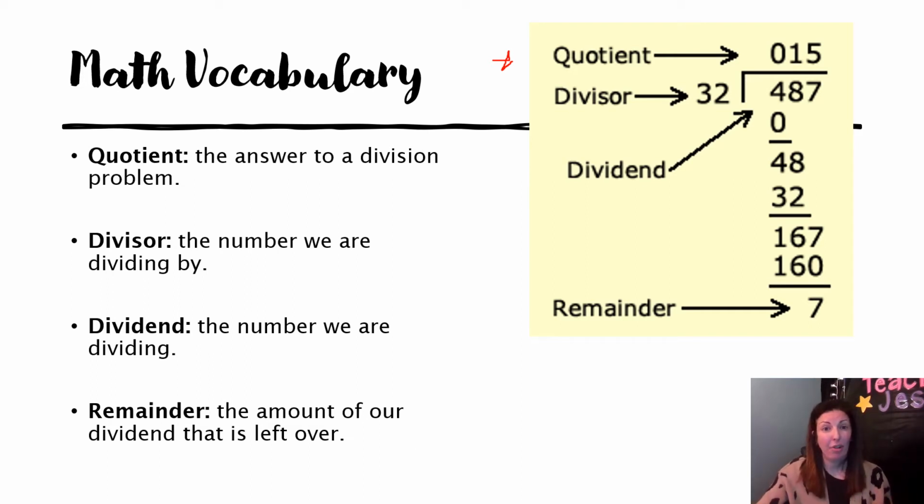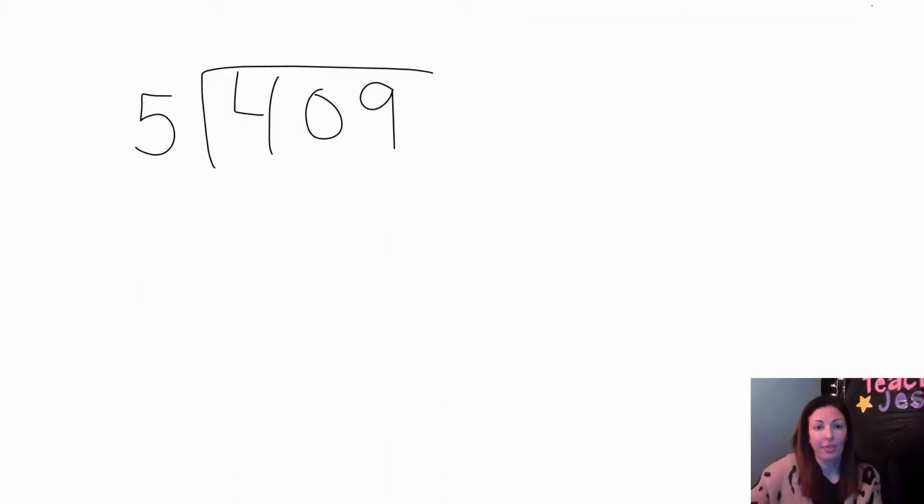Okay, so let's get ready to get into our very first problem. So we have our very first problem that we're going to be working through on today's lesson, which is 409 divided by 5. 409 is our dividend, and 5 is our divisor. As you can see, we have a 0 right in the tens place, right smack dab in the middle of our dividend, which we did not see last week, but that's okay.